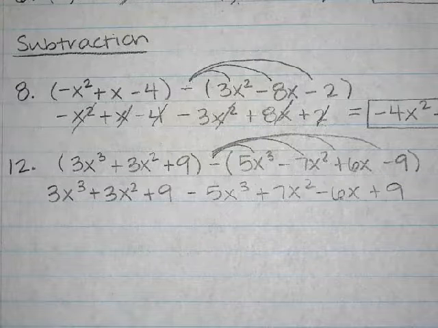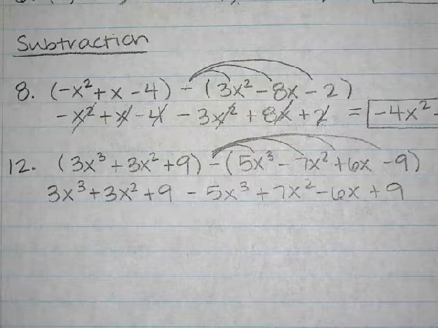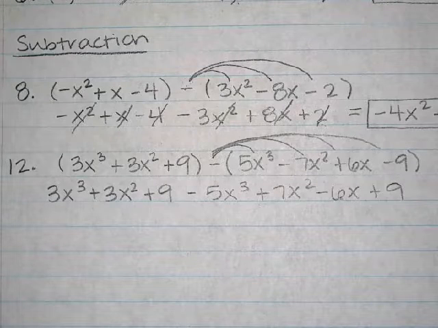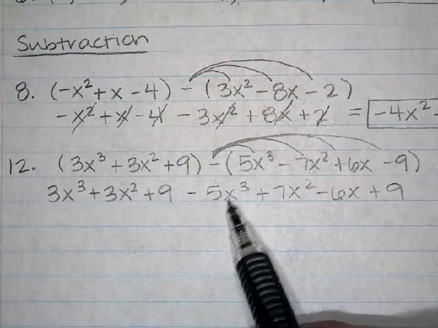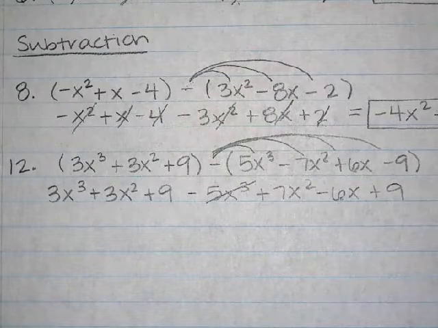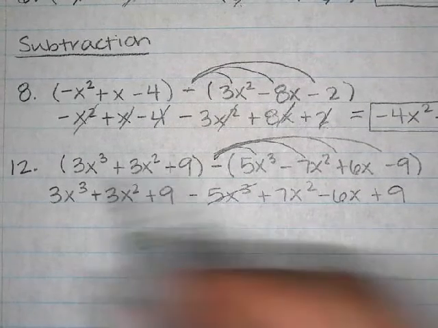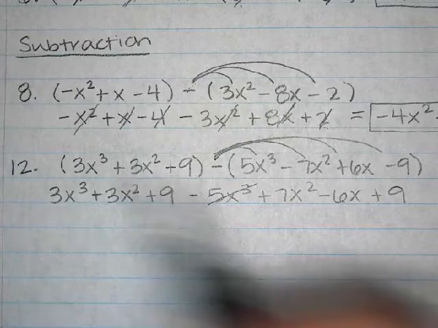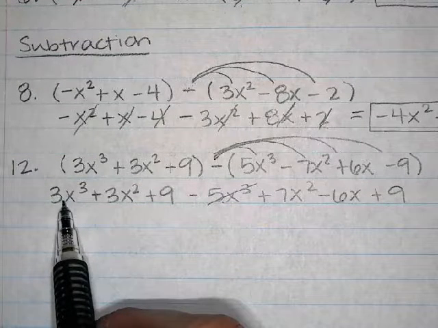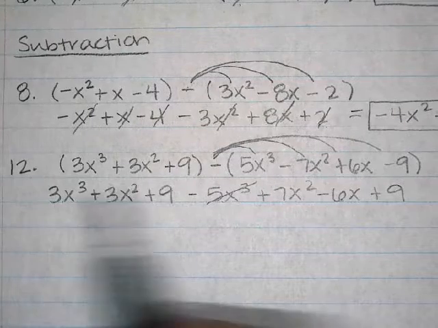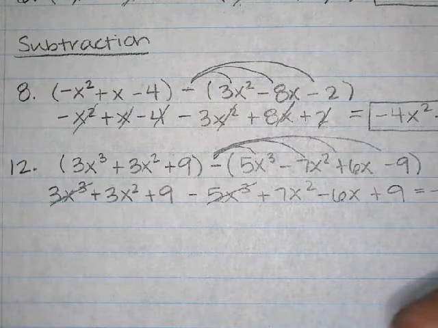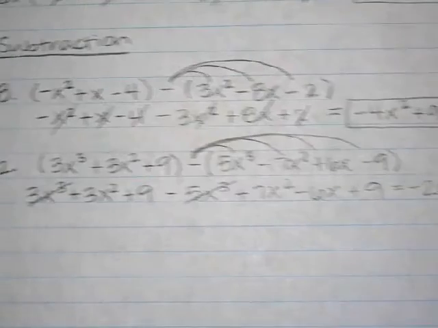Which term do we start with first? The cubed. So we're going to write negative 5x to the third first because that's the only one. Oh, no, sorry. There's two of them. Okay. So negative 5 and positive 3. Negative 2. So it would be negative 2x cubed. Thanks for catching that, Trevor. Negative 2x cubed. Okay. And then what?